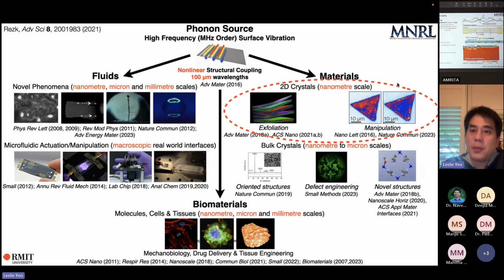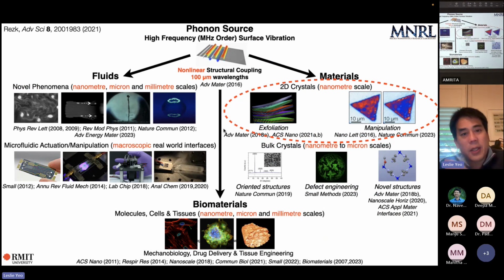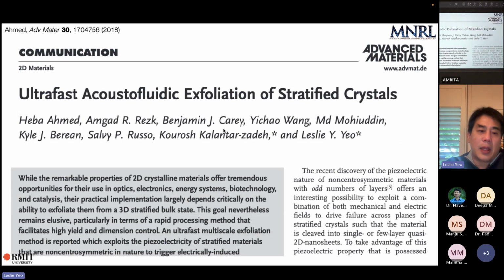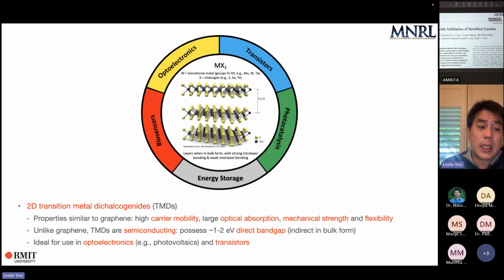Okay, so with the 2D materials, let me give you a bit of insight into some phenomena. The 2D materials that I'm going to tell you about are these transition metal dichalcogenides. Some of you would probably be well familiar with them. And I had a very talented postdoc, Hema Ahmed, that led this work, and my collaborator Amgad Rez, together with Kourosh Kalantar-zadeh at the University of New South Wales. We published this work back in 2018.